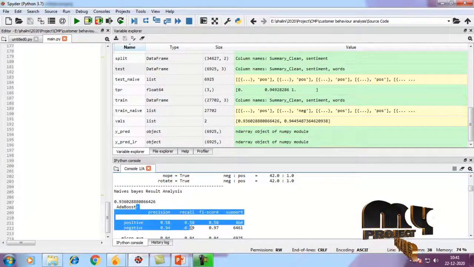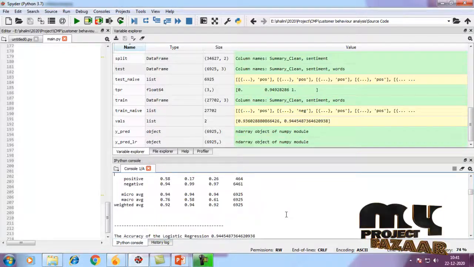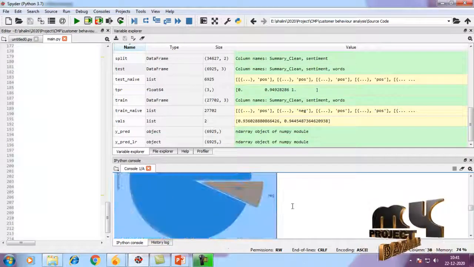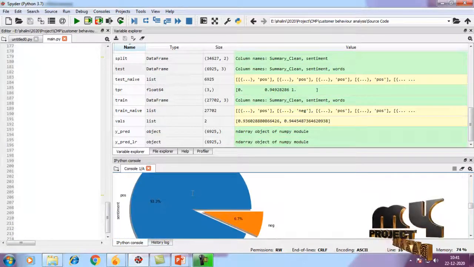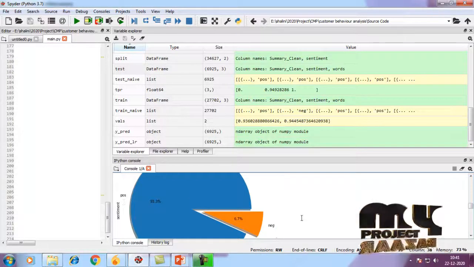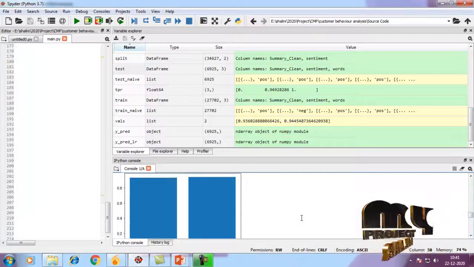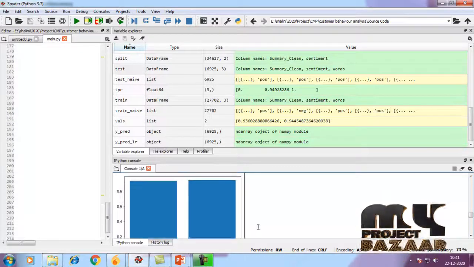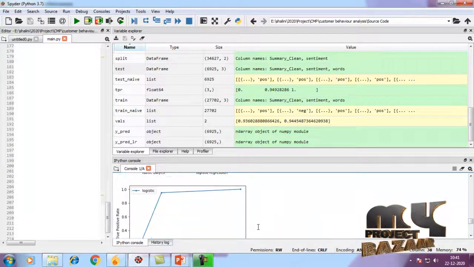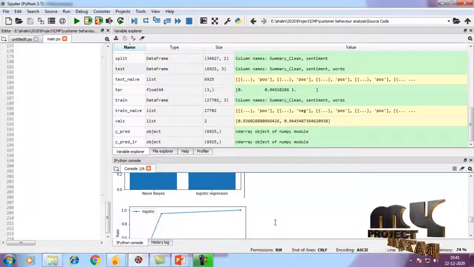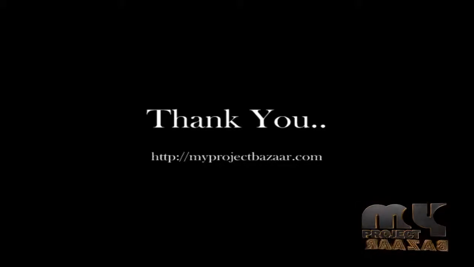After that this is our Naive Bayes result. The accuracy is 0.936 and it displays the precision, recall and F1 measures. Like this is the accuracy of the logistic regression. After that a pie graph is displayed. This is based on the sentiment of positive and negative. And a bar graph is displayed based on Naive Bayes and logistic regression accuracy. After that the ROC curve is displayed, showing the accuracy results in the form of a graph.